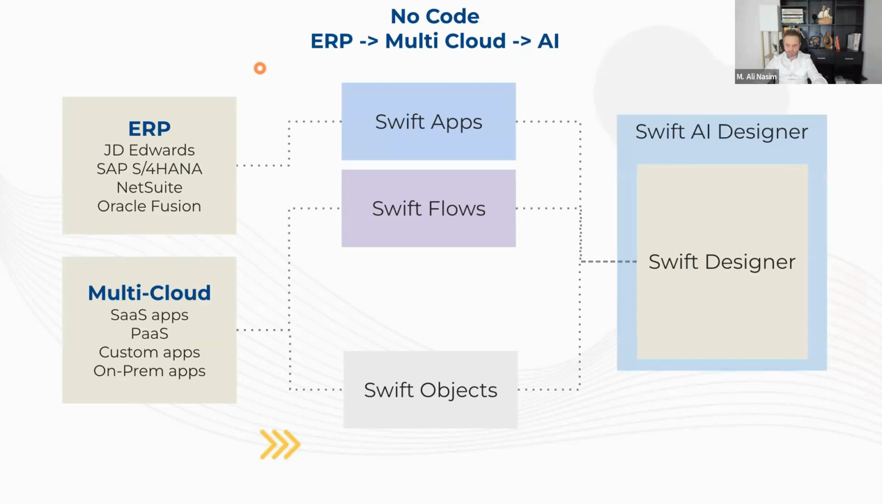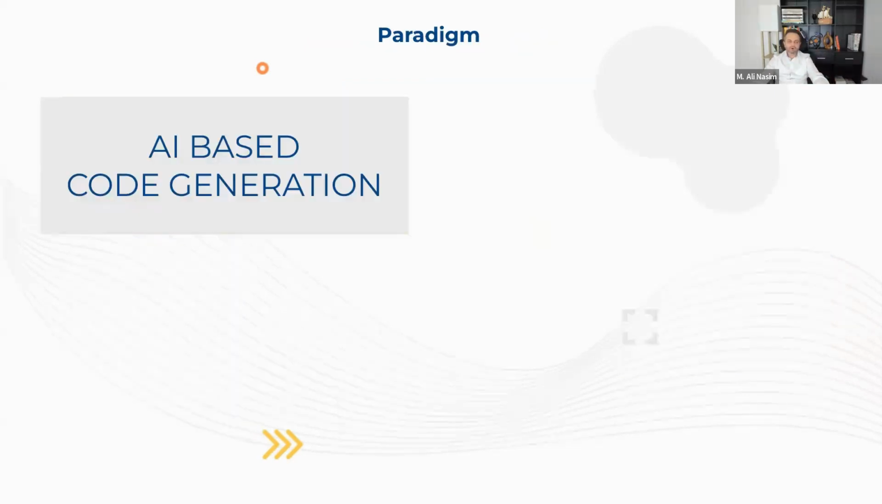This is the first time we're showing you the Swift AI Designer, which is a designer that helps you build not generate code, but rather build no-code apps. Exactly the same type of app that you build manually currently with the designer. All of the time we've heard about AI-based code generation.